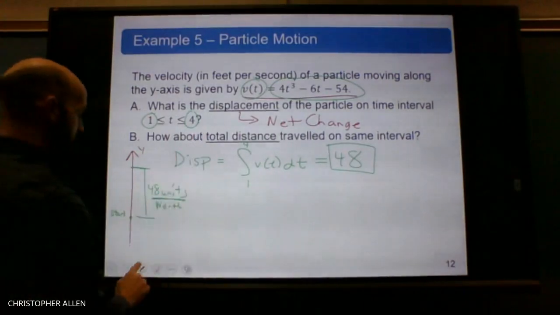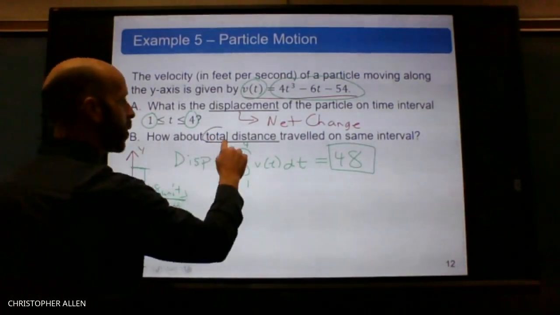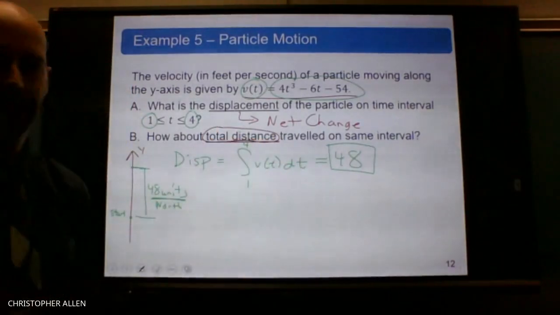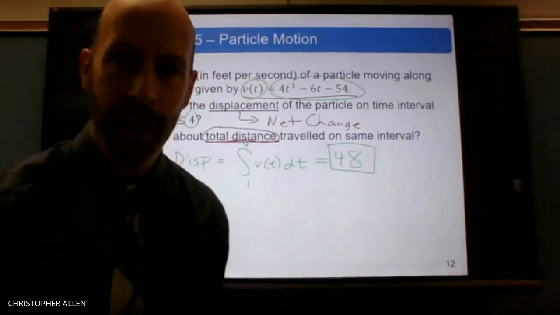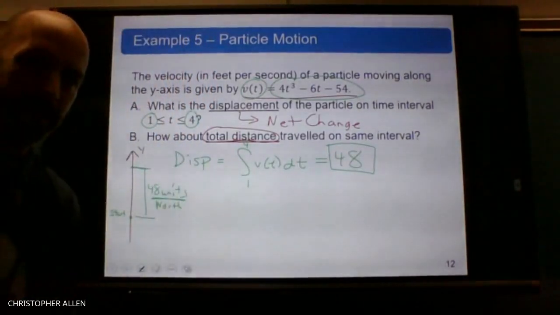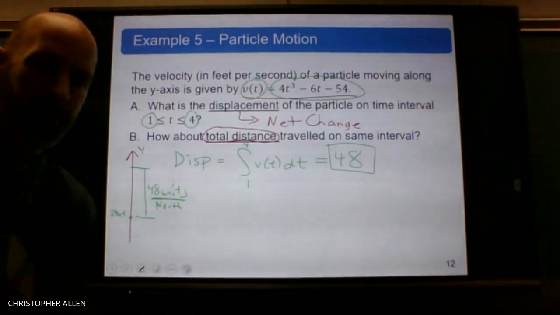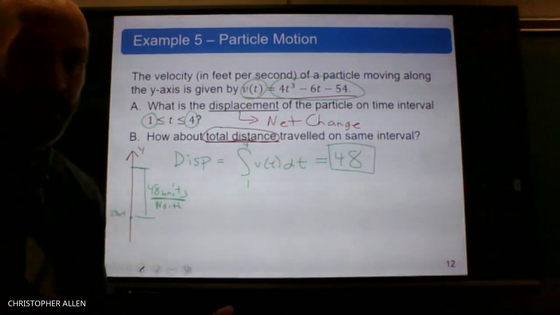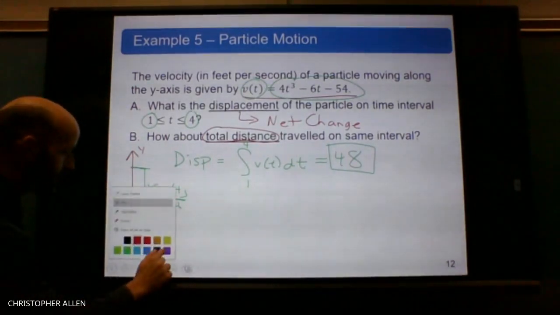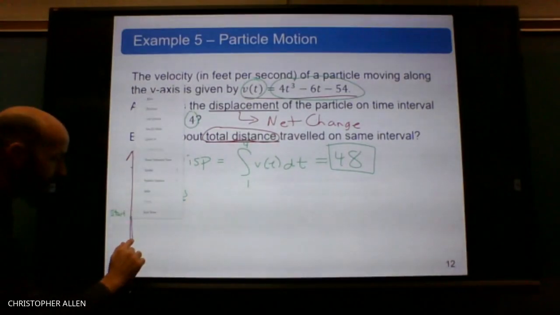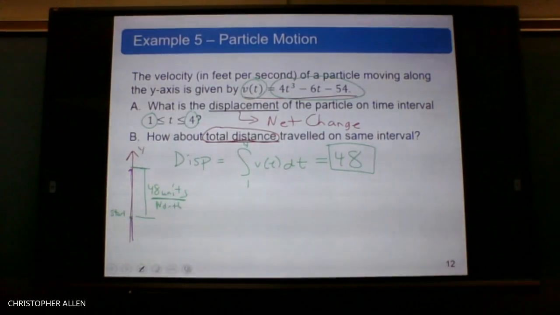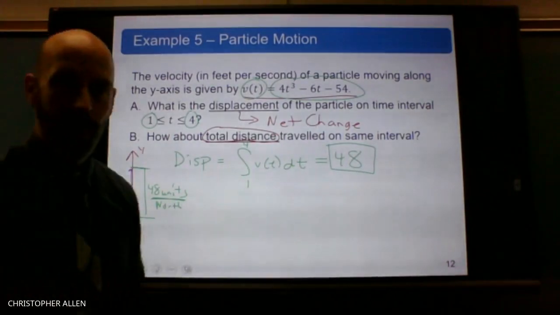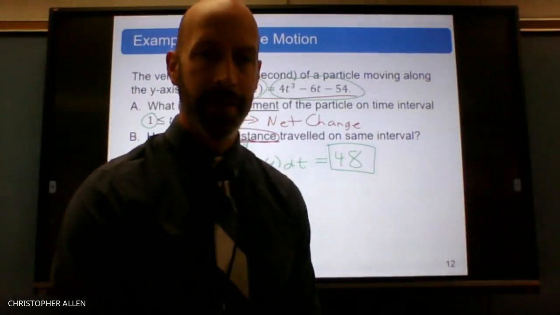So the second question I had right here says, what's the total distance? Do you think the total distance traveled is going to be more or less than 48 in this example? It's going to be more. Because the particle actually, let me do it in purple here, went down and then it came back up before it got to that final place where it stopped. So how in the world are we going to figure out the total distance?